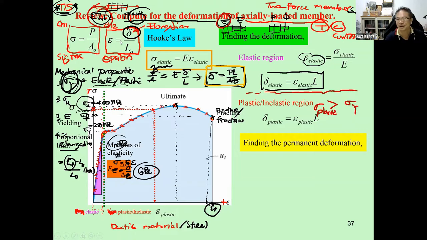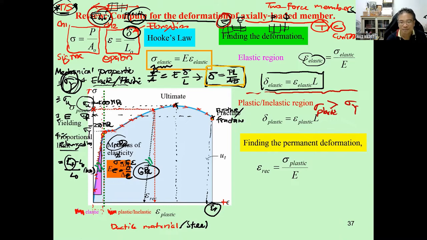This equation is still correct, but the plastic deformation is going to be the plastic strain times the length. And again, you may determine the plastic deformation, okay? And then, when you release the force, the return does not follow the original path, but it will follow a new path, in which the return path has the same slope as the linear elastic portion.